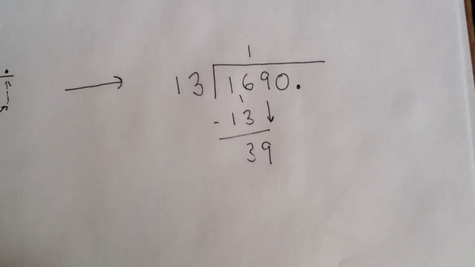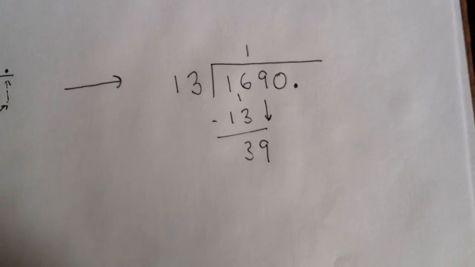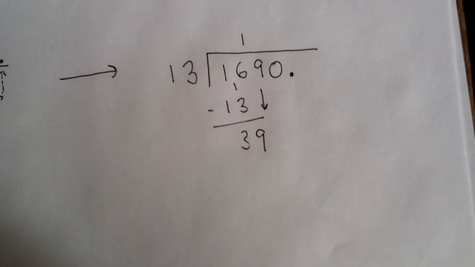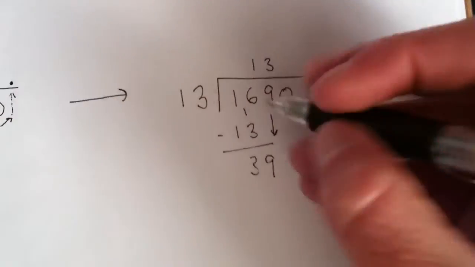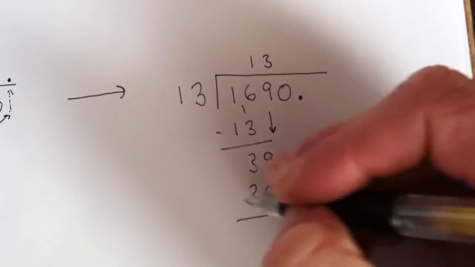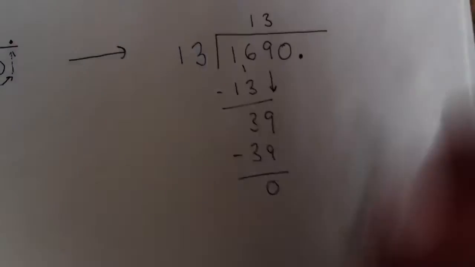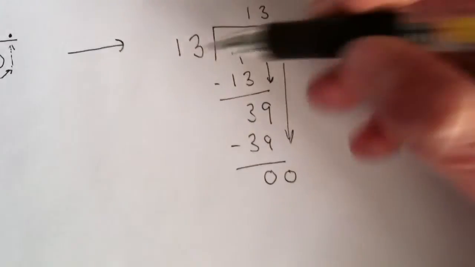39 seats on a bus. Will 13 people fit in there? Yes. Will one group? Yes. Will two groups? Yes. Will 3 groups of 13 people fit on that bus? You bet they will. 13 times 3 is 39. 39 minus 39 is 0. Looks like we have a 0 to drop down, don't we? Let's go ahead and drop it down.